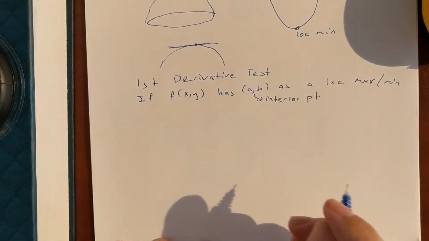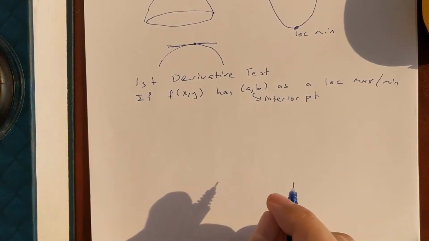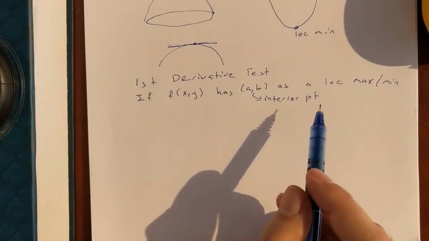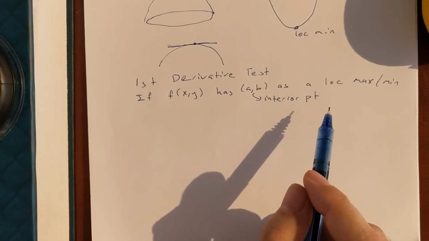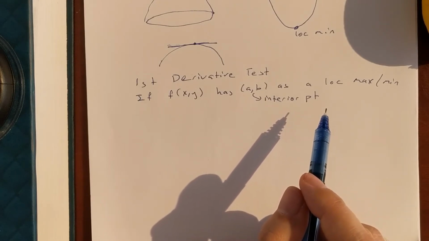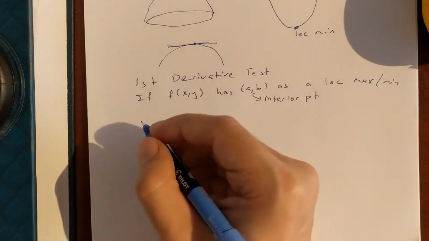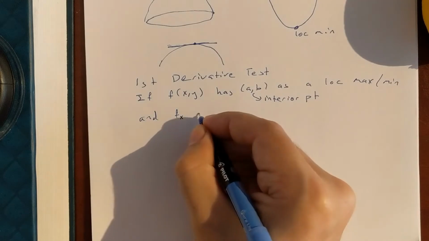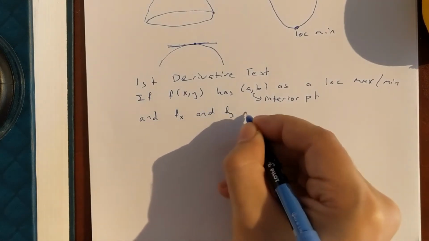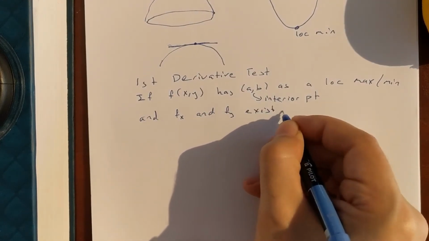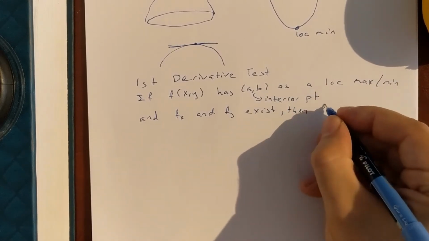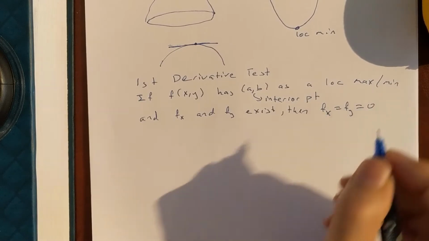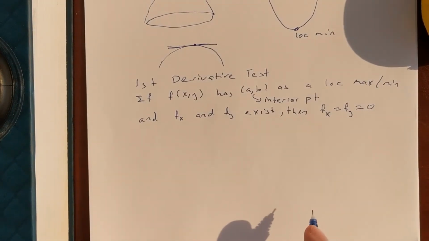You can't do these on the boundary. On the boundary, you have to do something else. We'll talk about it later on. If f of (x, y) has a local maximum or minimum at (a, b), and the first partials f sub x and f sub y exist, then what needs to happen is they need to both be zero. f sub x equals f sub y equals 0. They just both have to be 0.